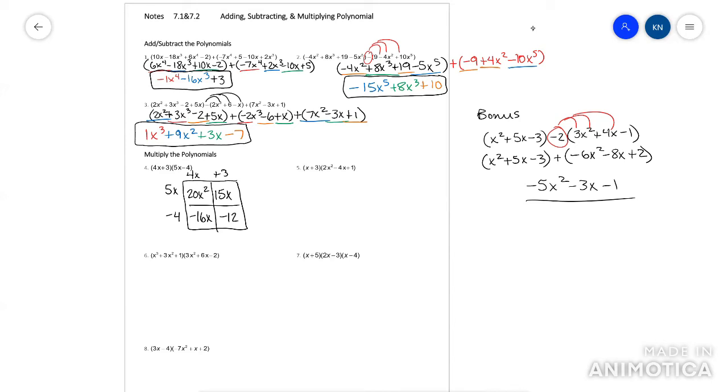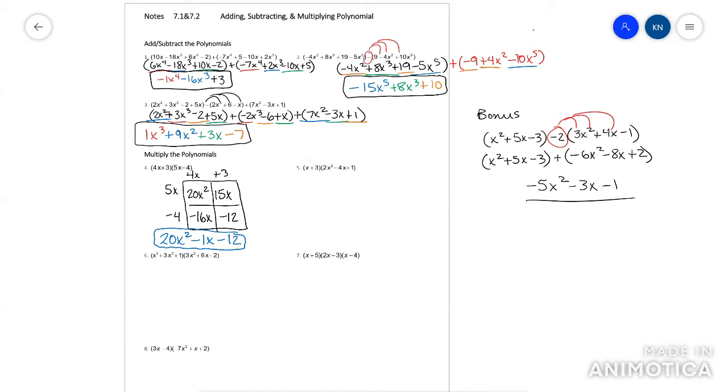So what I have is I have 20x squared plus 15x minus 16x minus 12. I've got like terms in the middle that I'm going to combine, and then I'm just going to write my answer. So my answer here would be 20x squared minus 1x minus 12. So 2 by 2s are real easy. It's when you start getting to the 2 by 3s or 3 by 3s where it kind of starts being a pain.